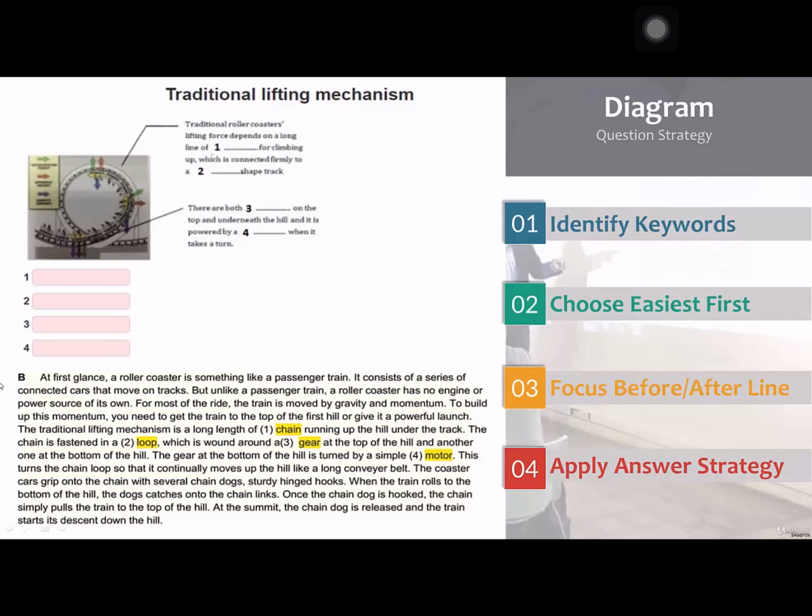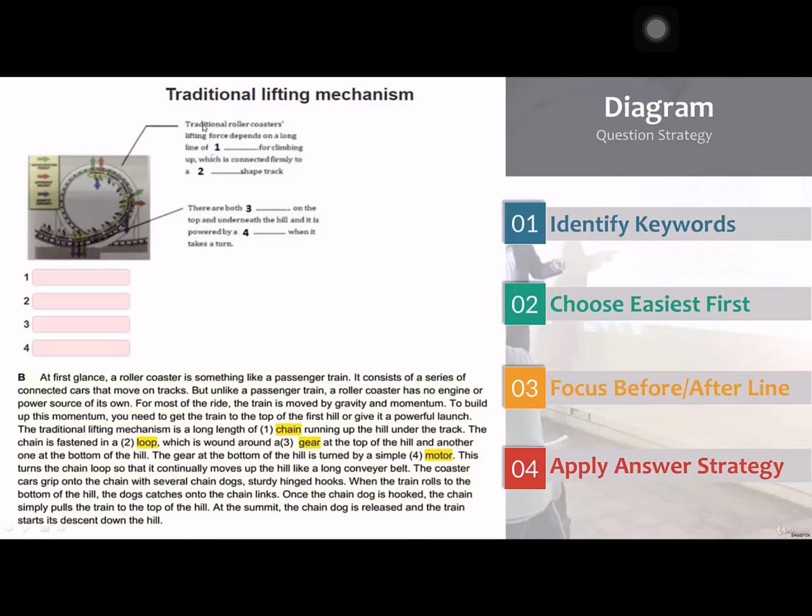All right, this one is a little bit more difficult to read. I'm sorry about that. I couldn't make it more clear. So I'm going to read it to you. Traditional roller coasters' lifting force depends on a long line of blank for climbing up, which is connected firmly to a blank shaped track. There are both blank on the top and underneath the hill, and it is powered by a blank line when it takes a turn.